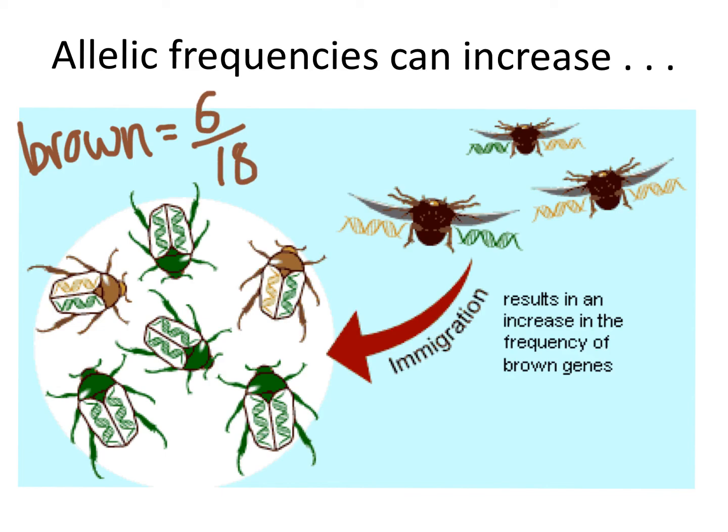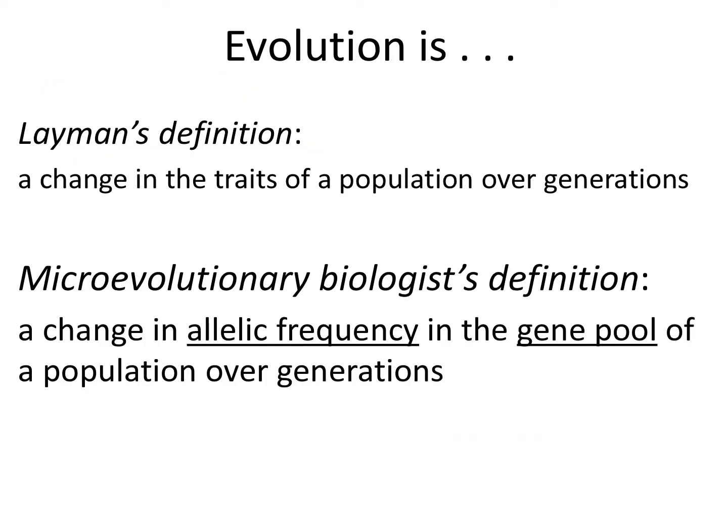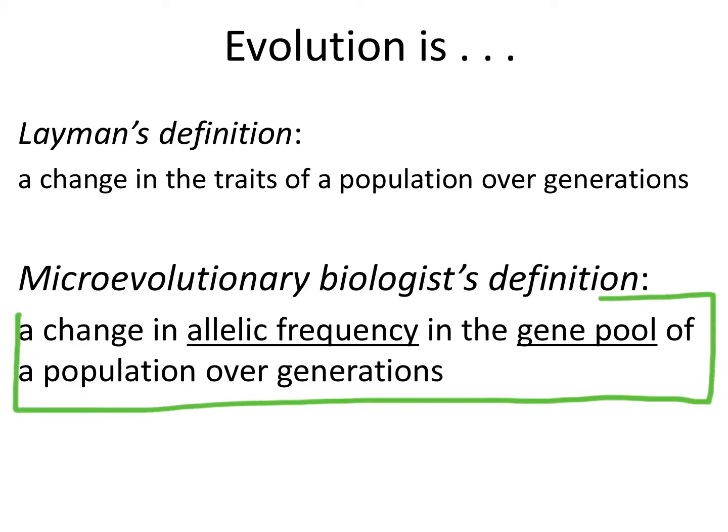While the frequency increased here, it can also decrease. So while this population of beetles currently has a frequency for the green allele of 9 out of 14, it probably won't be that way for long because the green beetles are not camouflaging very well and the birds are picking them off. So the allelic frequency for the green allele is probably going to decrease. And voila, there's some evolution, a change in allelic frequency in the gene pool of a population over time.